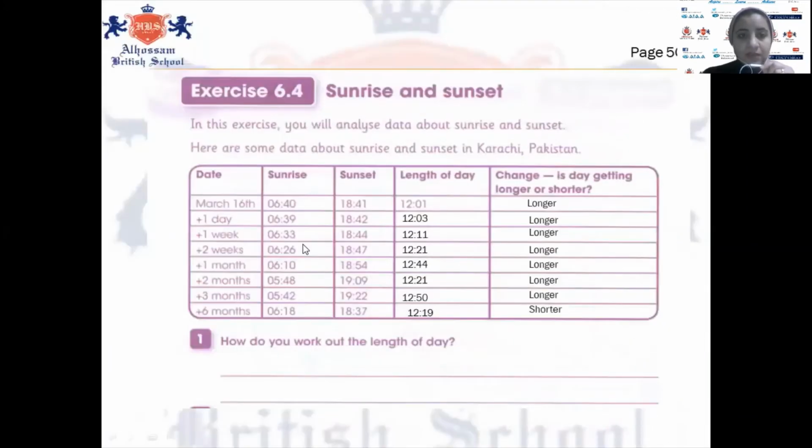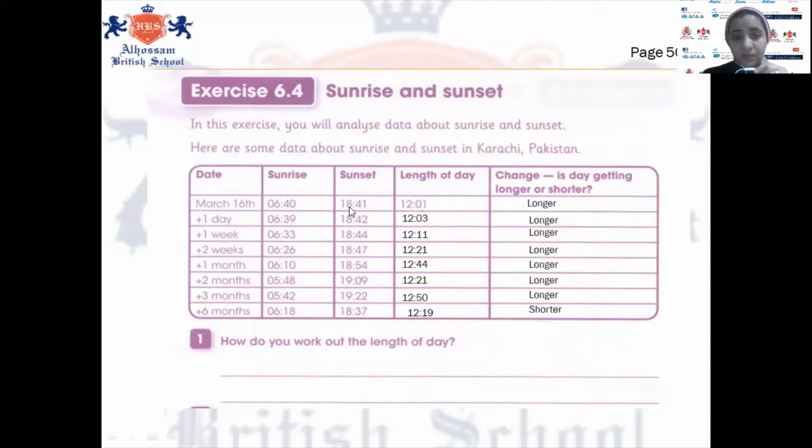Okay, sunrise and sunset. In this exercise, you will analyze data about sunrise and sunset. Here are some data about the sunrise and sunset in Karachi, Pakistan, okay? First of all, you want to complete the table, okay? The sunrise on this time and the sunset on this time. This is, for example, March 16, first day, first week, second week, until 6 months later, okay? The length of the day, you have to subtract the sunrise from the sunset to get these values, okay?